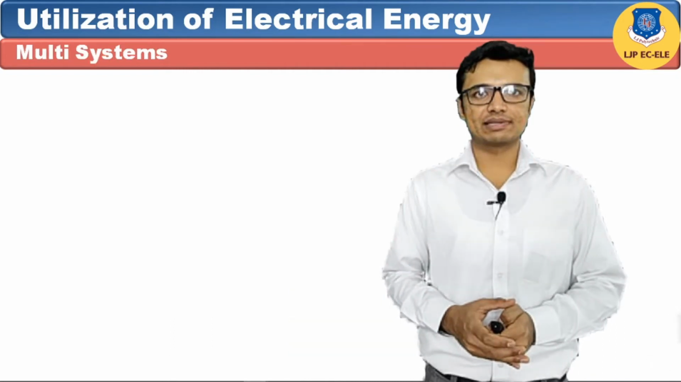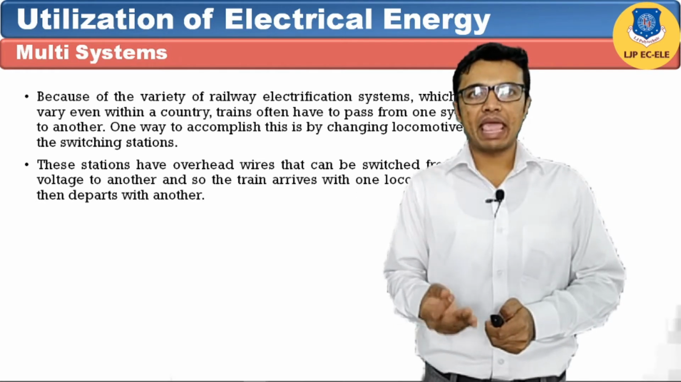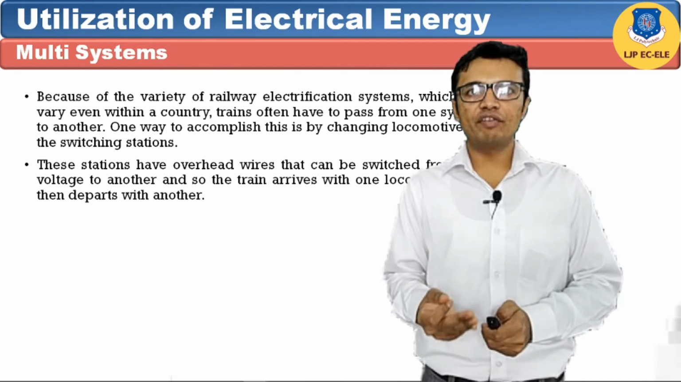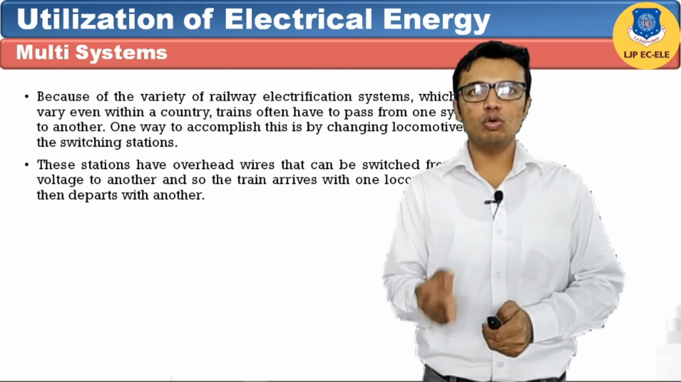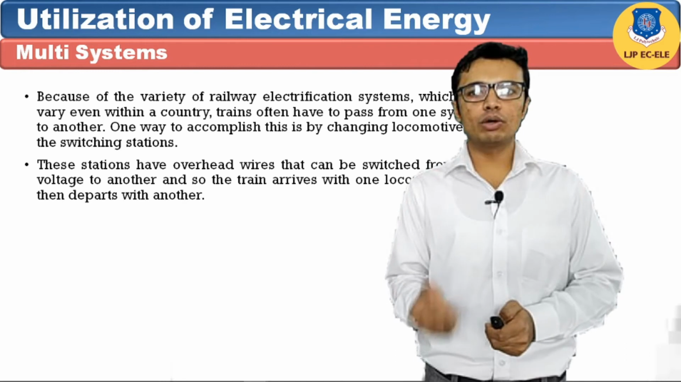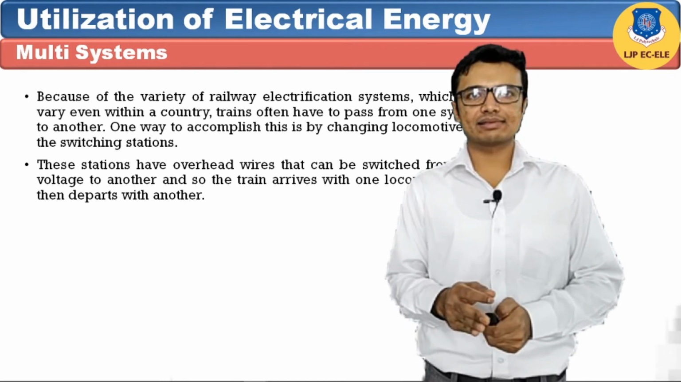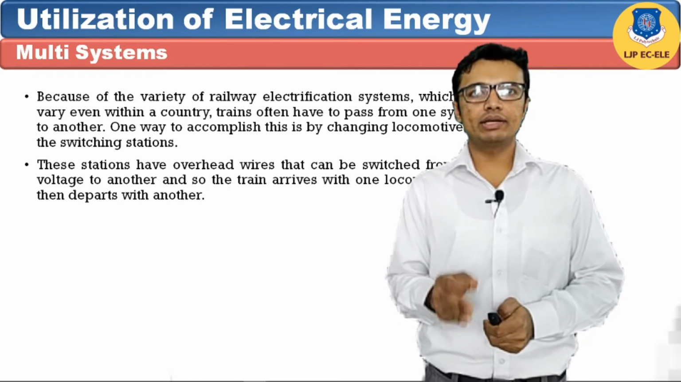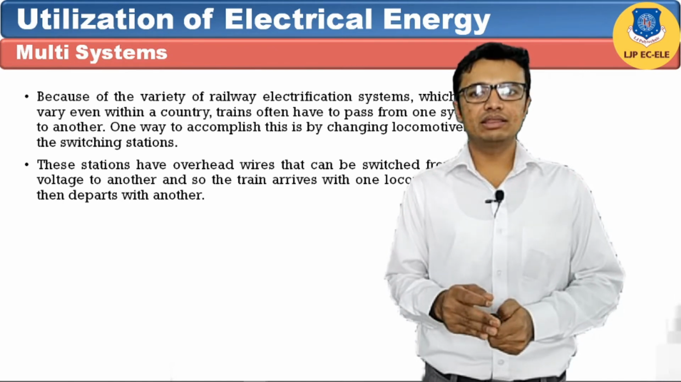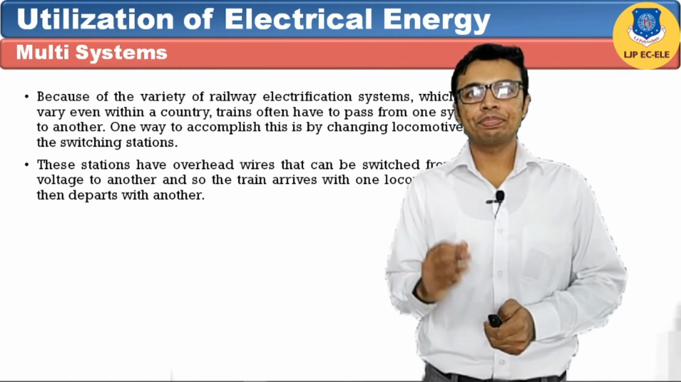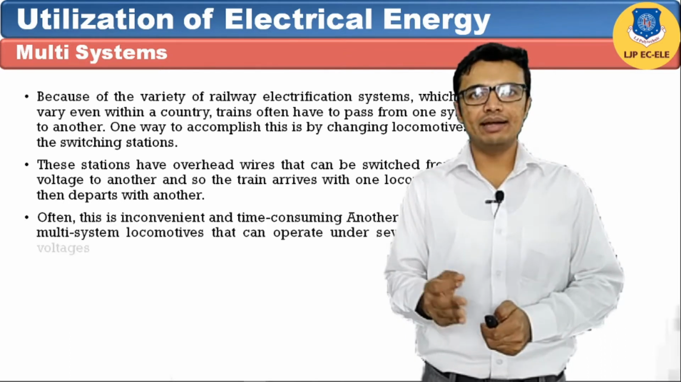Let's see about the multiple system. Because of the variety of railway electrification systems, which can vary even within a country, trains often have to pass from one system to another. One way to accomplish this is by changing the locomotive at a switching station. This station has overhead wires that can be switched from one voltage to another, so the train arrives with one locomotive and then departs with another. Often this is inconvenient and time consuming.